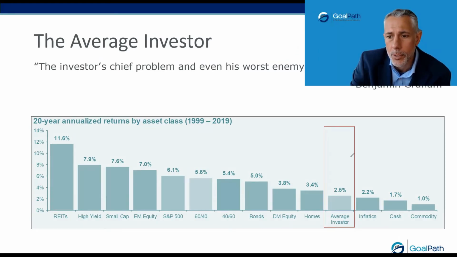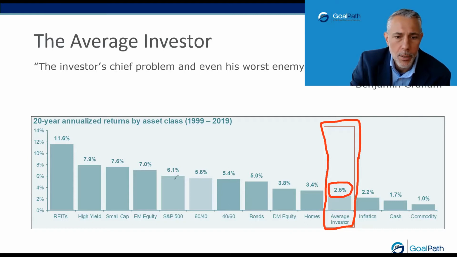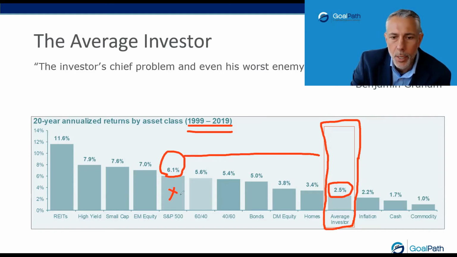Generally, when we look at the returns to the average investor here, what we notice is that, 2.5%, that's quite a bit lower than the return to the S&P 500. And this data holds true over this time period, but any 20-year time period you're going to look at, you're going to see similar numbers. There's always a wide gap between a buy and hold approach, even if it's a blended portfolio, vis-a-vis what the average investor is able to generate left to their own devices.